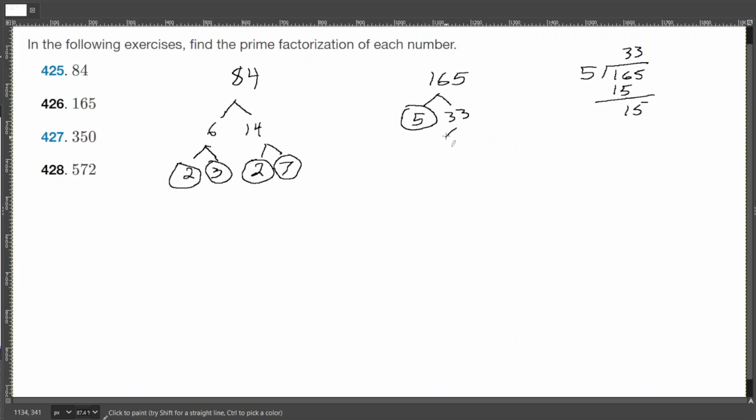But 33, well, I already know 3 plus 3 is 6. Well, 6 is a multiple of 3, so I could divide this by 3. But hopefully you could see this one. It's just 11, right? But if not, we could do 3 into 33. Fits in once, so it's 11. And 11 is a prime number. You cannot break down 11 any further. So 5 times 3 times 11 is 165. Alright? So off to the next one.